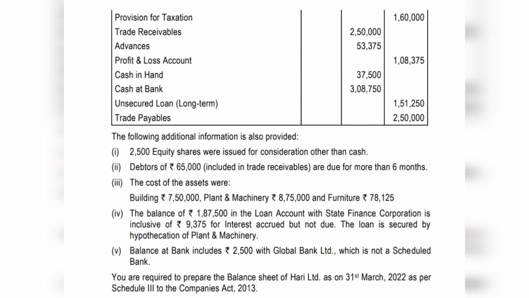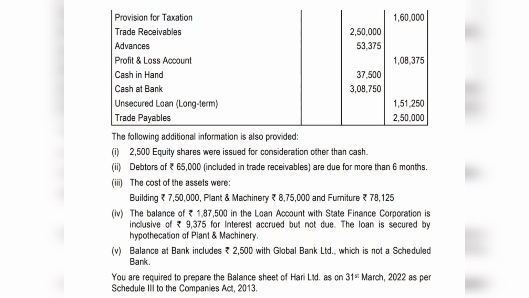And the balance of bank includes 2,500 rupees with Global Bank. So while we are giving the notes to cash and cash equivalents, the balance with the scheduled banks must be given separately and the balance with other banks given separately. So here 2,500 with the Global Bank has to be shown separately. Then what is the procedure, what is the format of the balance sheet according to Schedule 3 of the Companies Act? I will explain first and then I will solve the problem on the board.